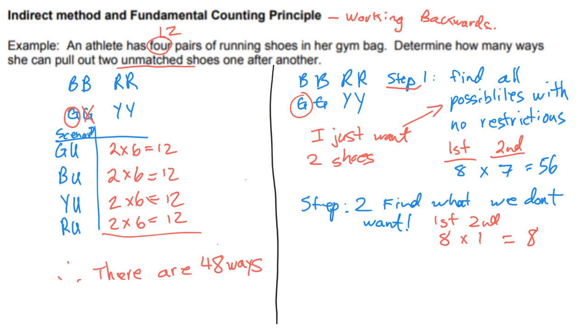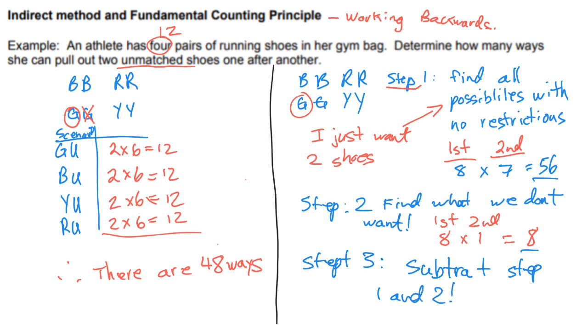Oh my goodness. And step 3, since we have our 2 possibilities, we have 56 and 8. All we have to do is subtract step 2 from step 1. So now we have 56 minus 8, which is equal to 48 ways. Again.